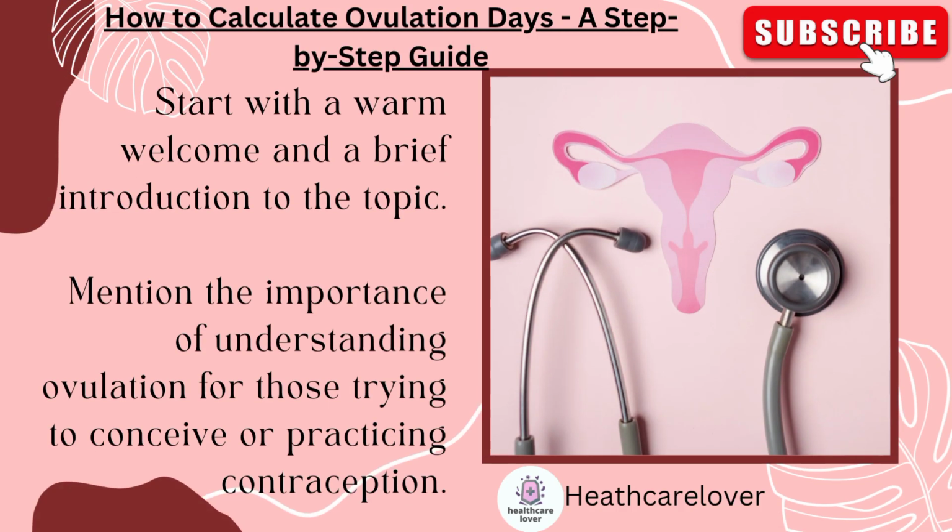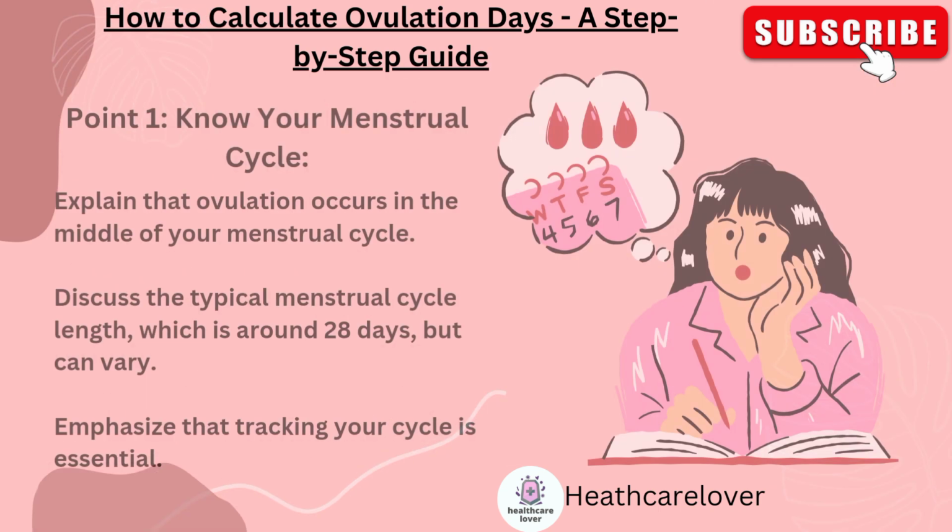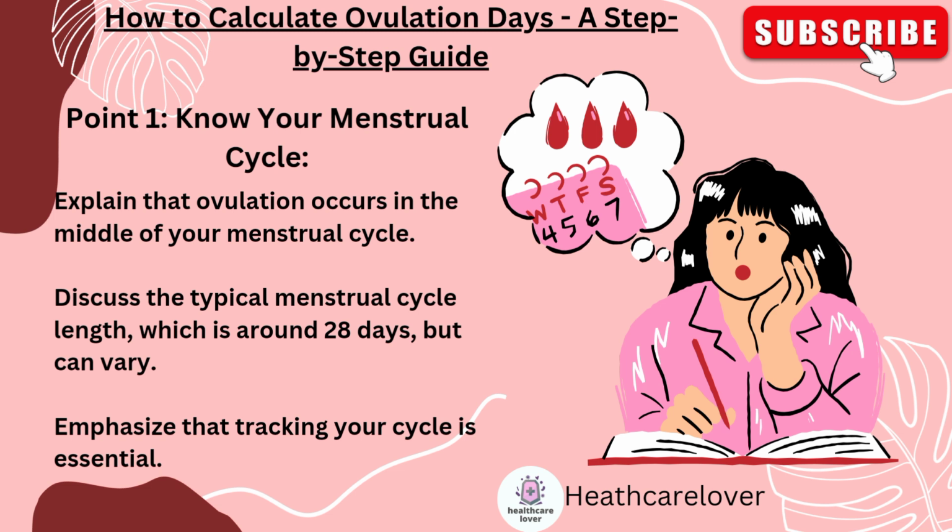Mention the importance of understanding ovulation for those trying to conceive or practicing contraception. Point 1. Know your menstrual cycle. Explain that ovulation occurs in the middle of your menstrual cycle. Discuss the typical menstrual cycle length, which is around 28 days, but can vary. Emphasize that tracking your cycle is essential.